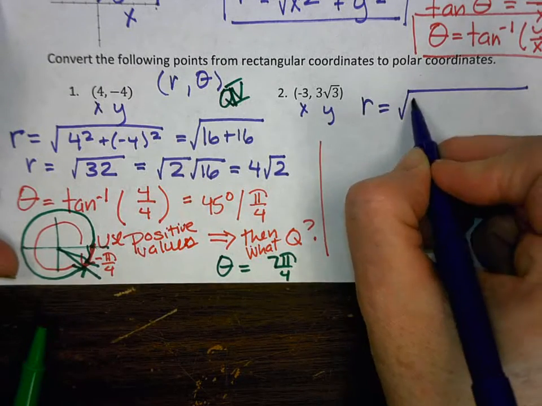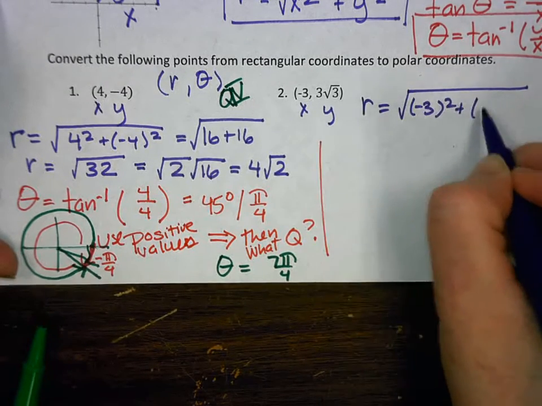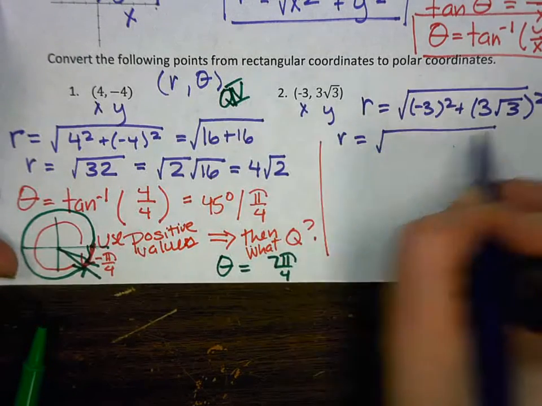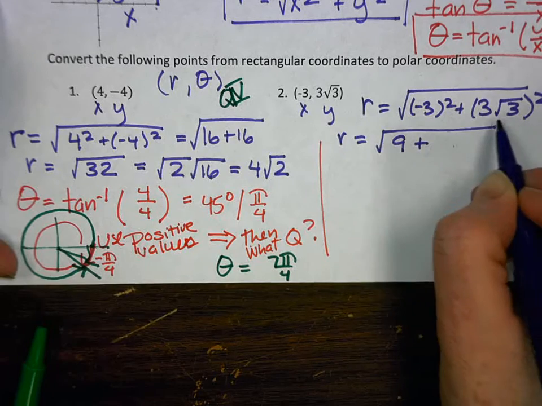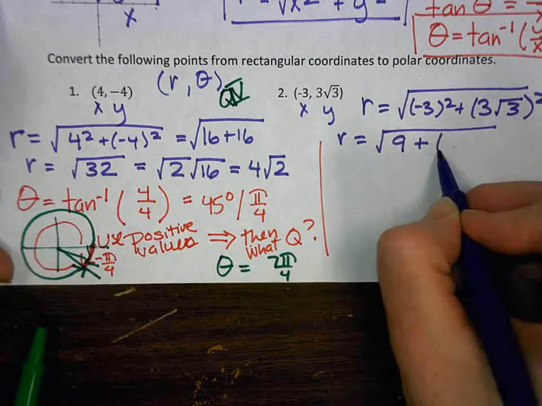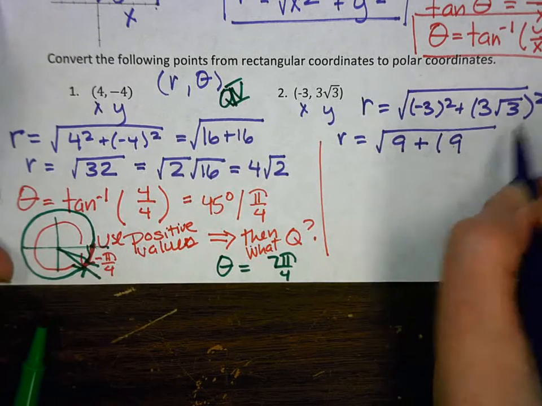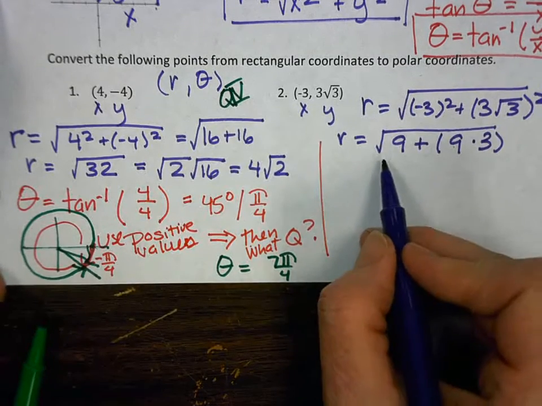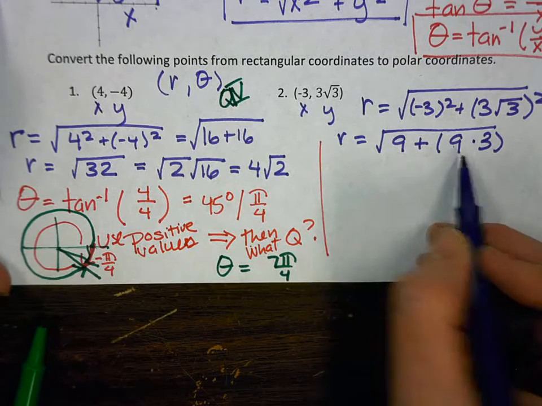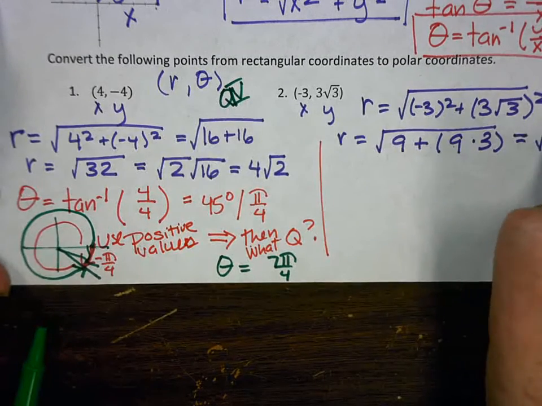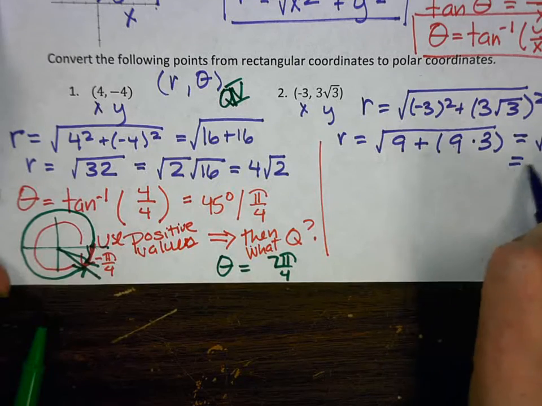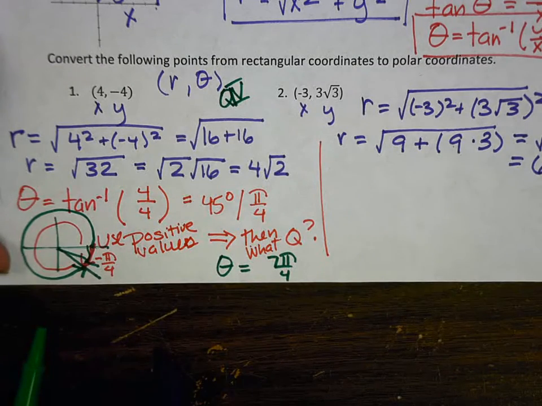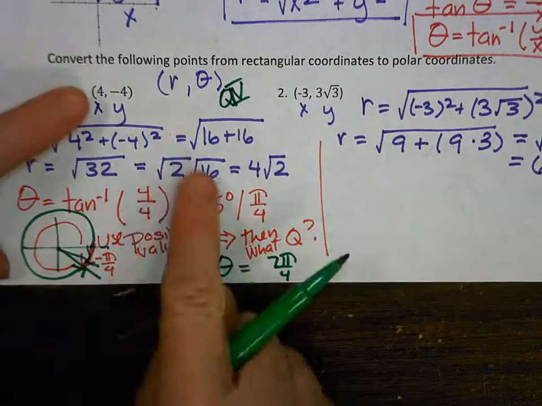Let's do it again. We want to do r equals the square root of negative 3 squared plus 3 radical 3 squared. r equals 9 plus, how do we do this? Remember how to do this. 3 squared is 9. Radical 3 squared is 3, and these two are multiplied together. So now I have the square root of 9 plus 27, which equals the square root of 36, which equals 6.